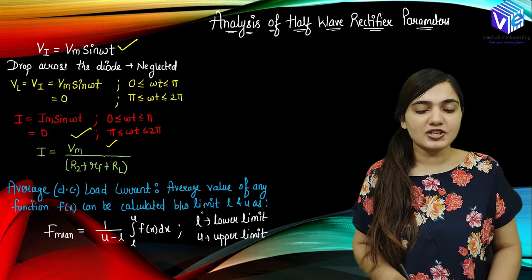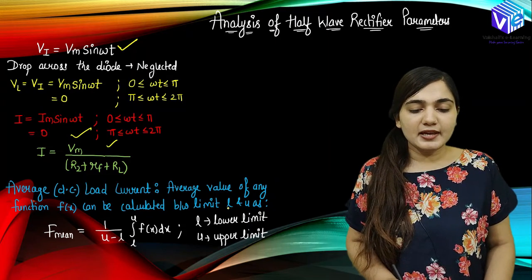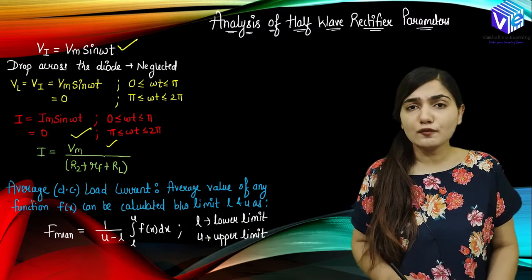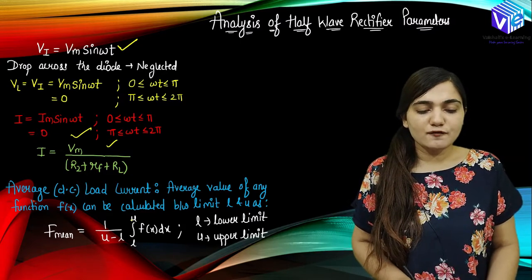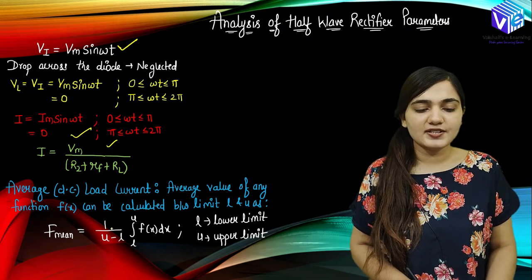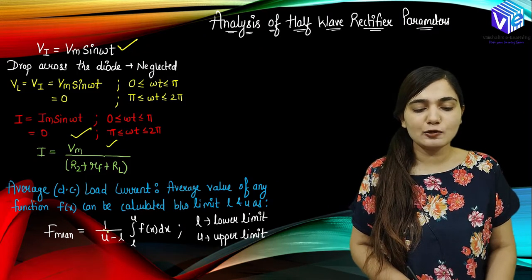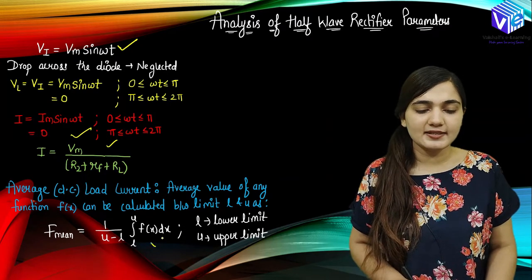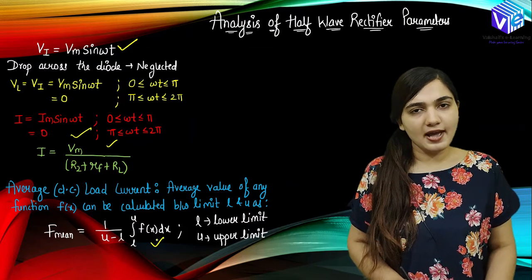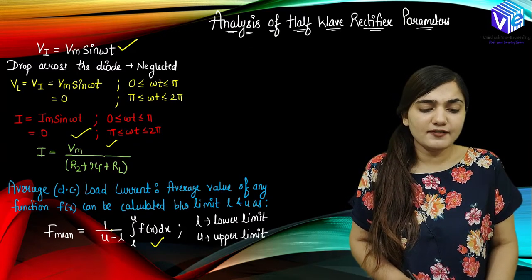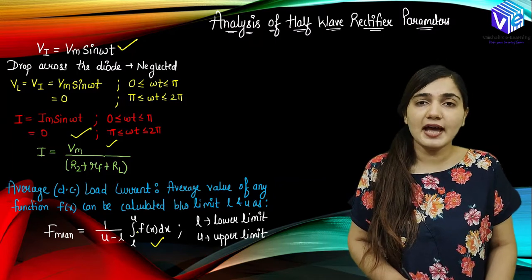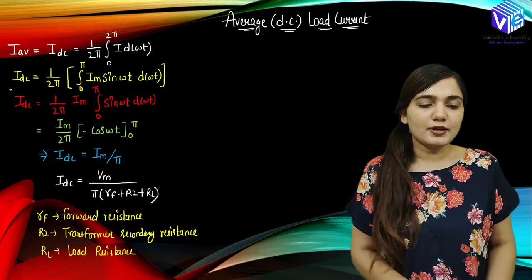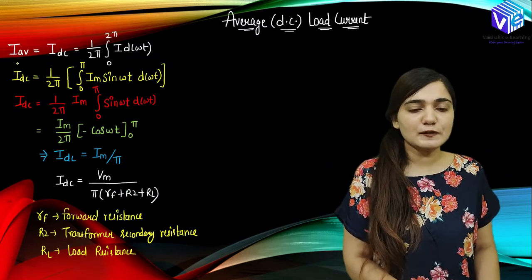The average value of any function can be calculated in between the limits, where the lower limit is L and the upper limit is U. So if you need to calculate the average, what you will be doing? You will be using this formula. So F mean or F average is equal to 1 upon upper limit minus lower limit, 1 upon U minus L, integration from L to U of f(x) dx, and this is how you can calculate the average value of anything, right? And we are using the same formula to calculate the average current. So L is the lower limit over here, U is the upper limit over here. So now we have to calculate the average current, which is also known as the DC current.